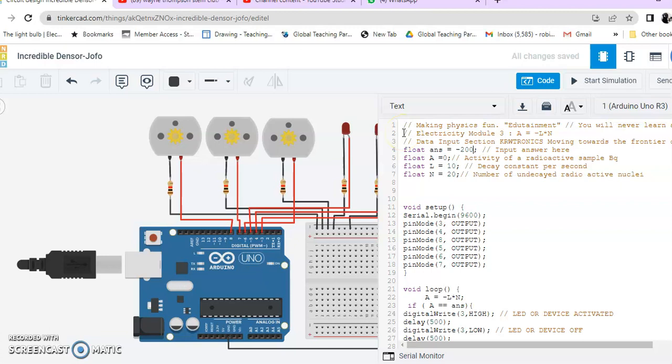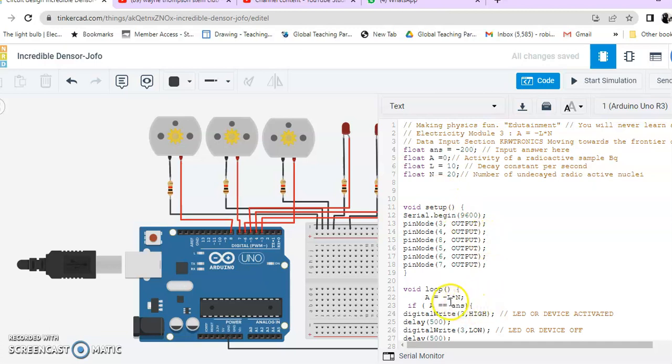Here, for float, int equal to negative 200, the student or the teacher will put in their answer here. We're going to be calculating something, so we have to declare A as a floating point number, because it's possible to get a decimal value. And then lambda and n. Lambda is going to be a number that the student will put in as well, and n, another number that the student will put in.